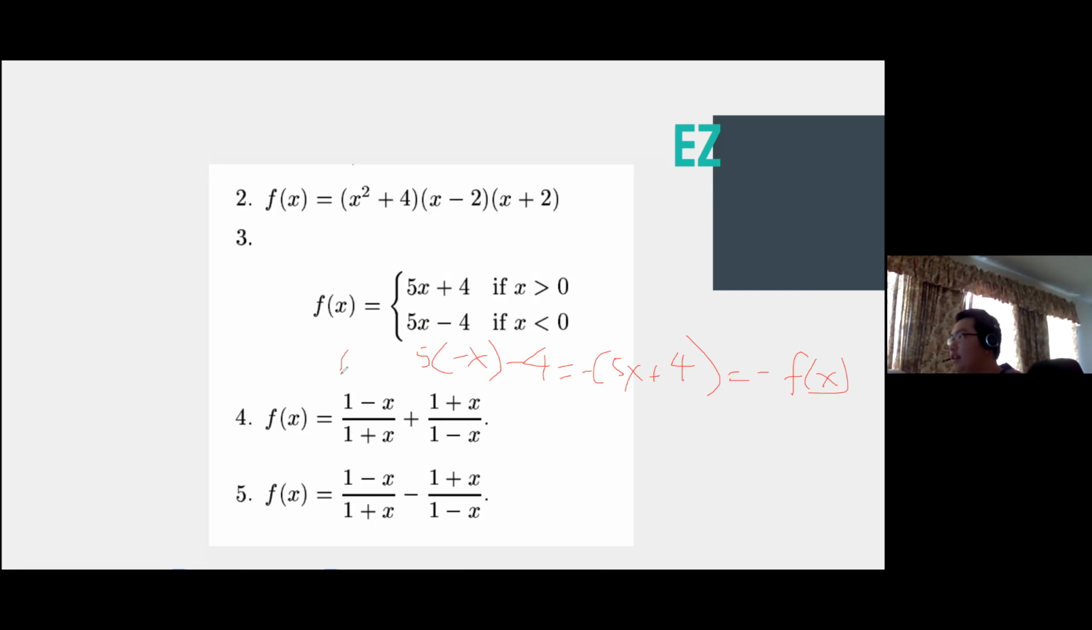Right, so f(-x). Another way to see this is that you just get some value, perfect. Okay, that's actually something I want to talk about.